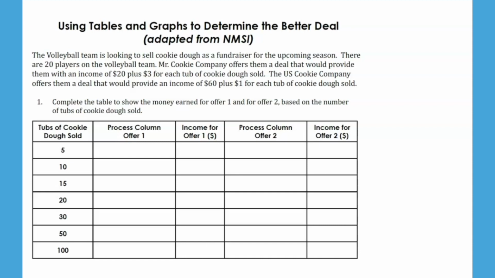So when I introduce this lesson to students, the first thing I have them do is to take out two different colored pencils, because in fact they will be looking at two distinct scenarios and comparing and contrasting them. So to help them keep the scenarios straight, I have them use two different colored highlighters to highlight what is related. So all of this would go with Mr. Cookie Company, and this here would go with the U.S. Cookie Company.